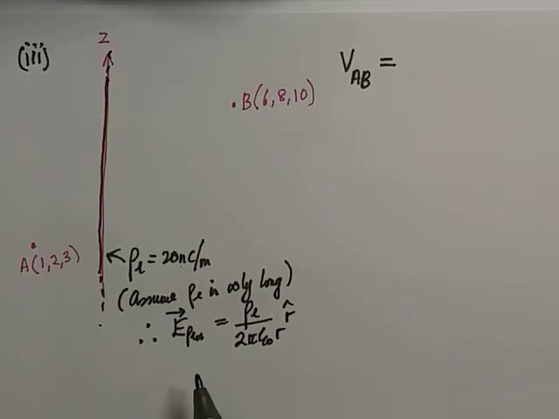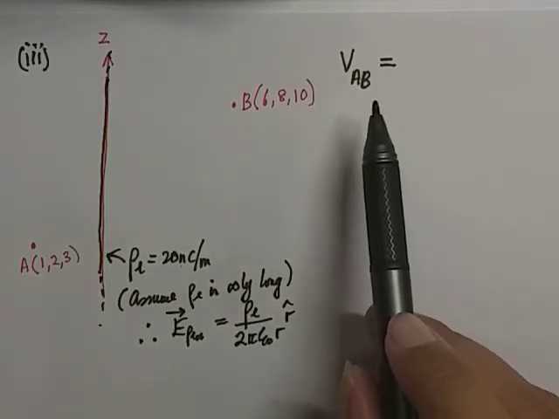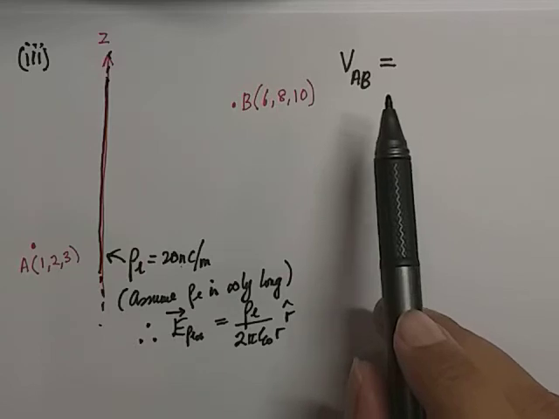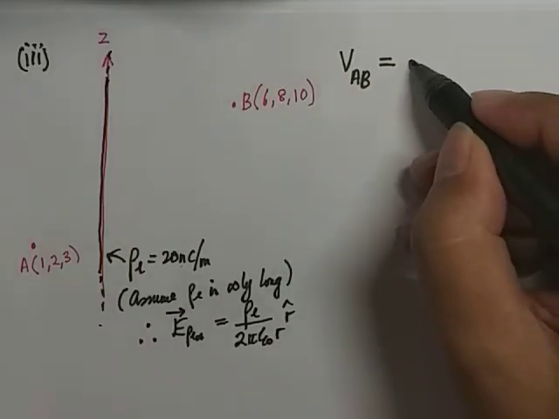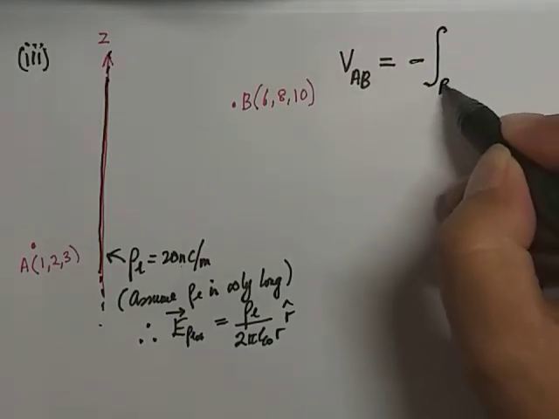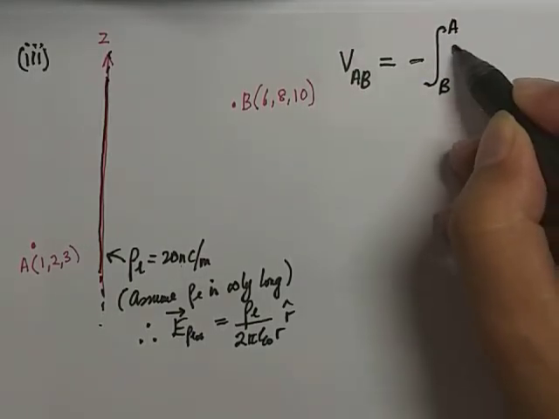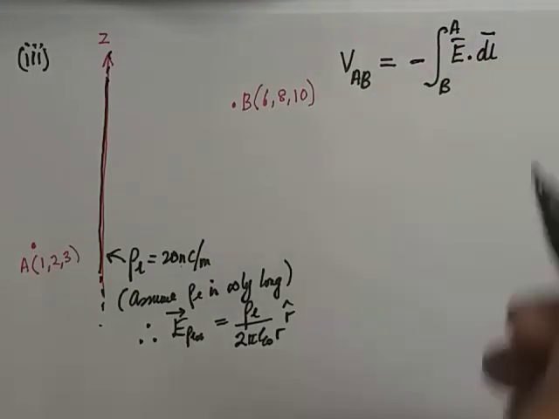Knowing this to be the appropriate solution, to find VAB I should use the first method, which is using the electric field. So now I'm going to use minus the integral from where to where? From B to A, E dot dl as my approach.